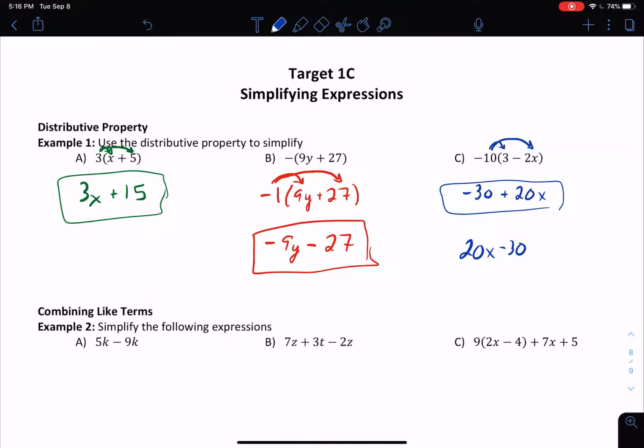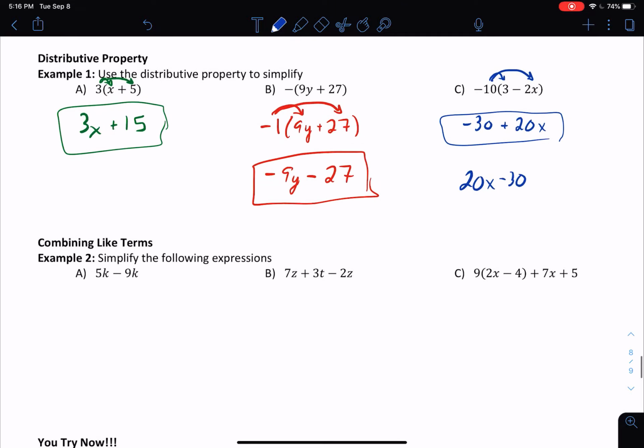All right? So what about combining like terms? In the examples with the distributive property, we could not combine those terms. But you see in A, in example 2, we've got 5k minus 9k. Both of those terms have a k, so I can combine them. If I start with 5k and I subtract 9k from it, I'm going to end up at -4k. The variable just comes along for the ride. So I'm taking 5 minus 9, which is -4. The k comes along for the ride.